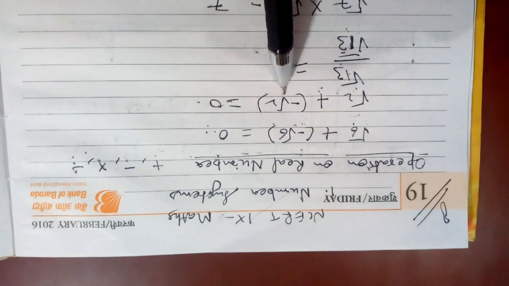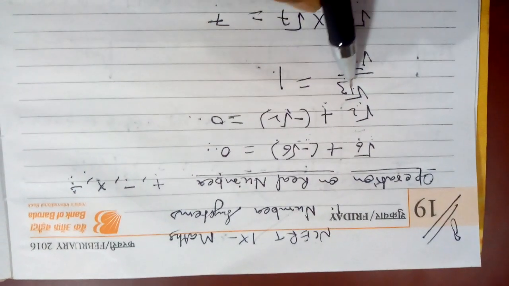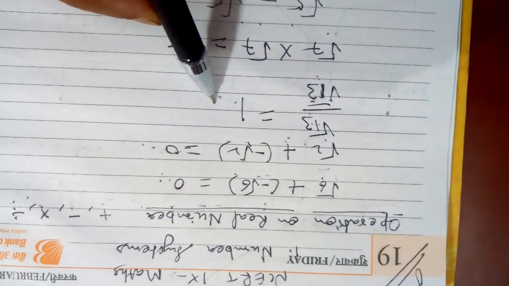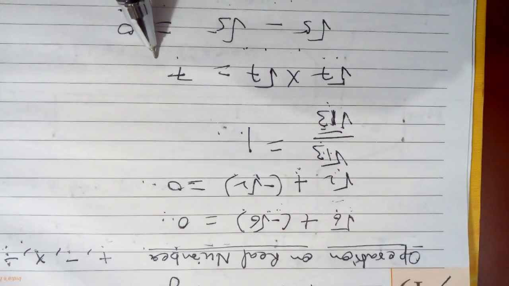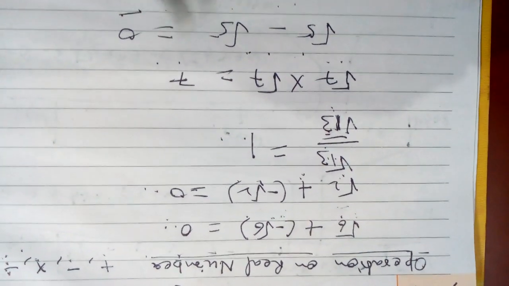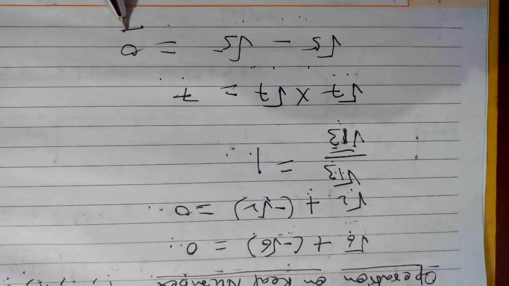Root 2 and minus root 2, when you add, you will get 0 because it is rational. One irrational number divided by another irrational number, your result will be 1, which is a rational number. Two irrational numbers multiplied, your result is 7, which is rational. Two irrational numbers when you subtract, you will get the rational 0. So these are some examples I have shown you for getting the result.